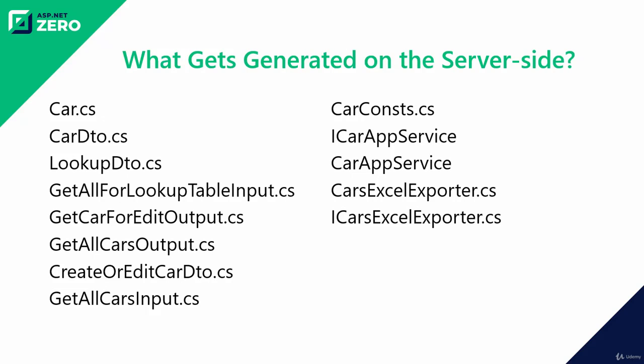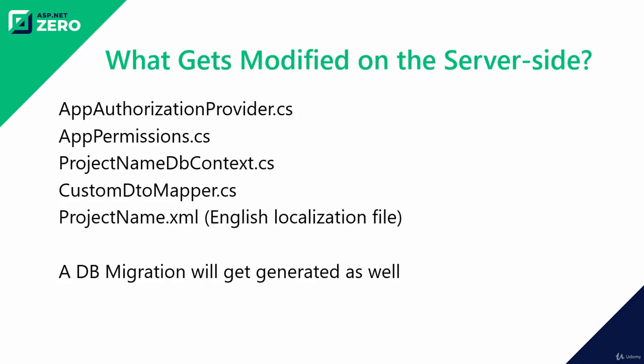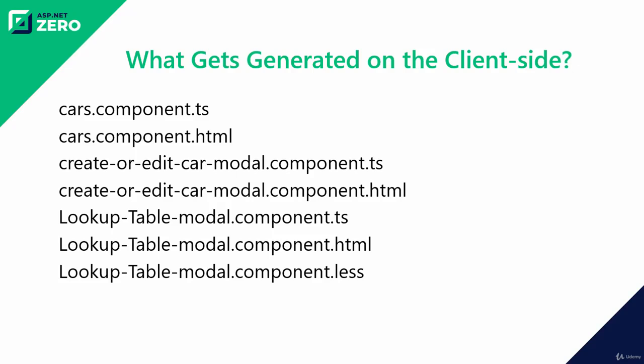As said, the tooling will perform code generation on the client and server side. If the entity that we are working with is called car, well then on the server side, the following classes will get generated. Some of the server-side files in your project will also get updated. These include the database context as well as the classes that have to do with the permissions. Running the tooling will also generate a database migration.